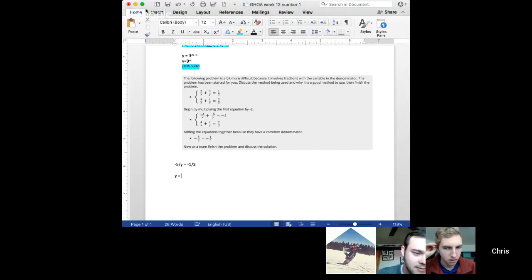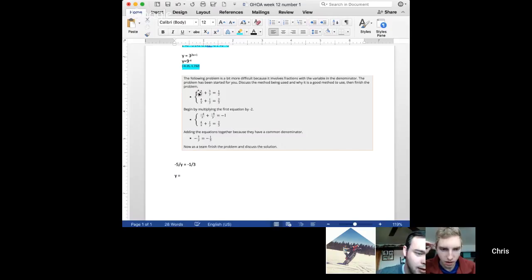But I thought these were two separate equations. Did they just make them equal together? Adding the equations together, because they have a common denominator. Okay, so they just set it equal and then added everything? Yes. Okay.